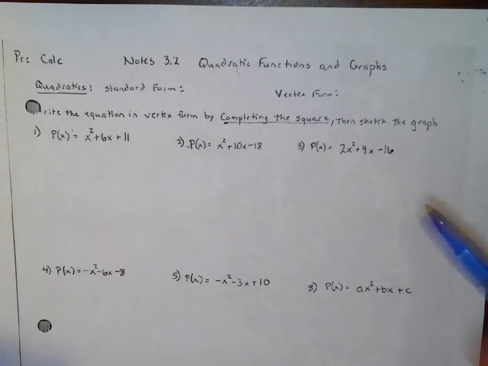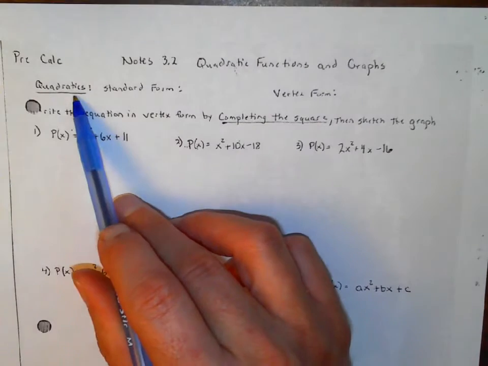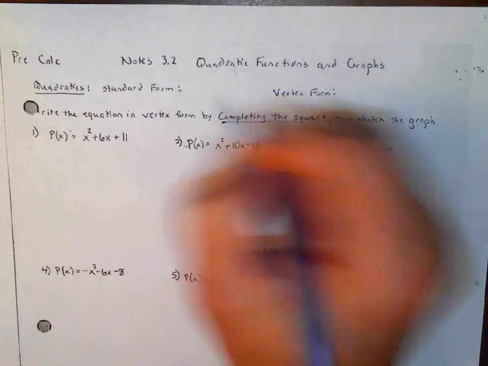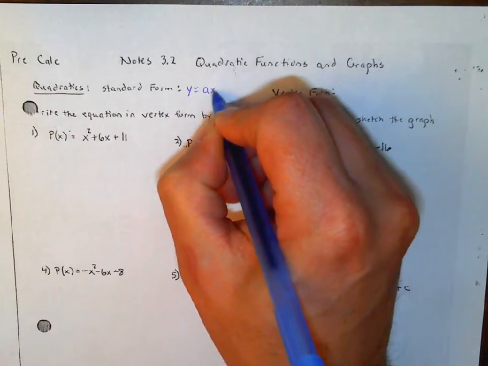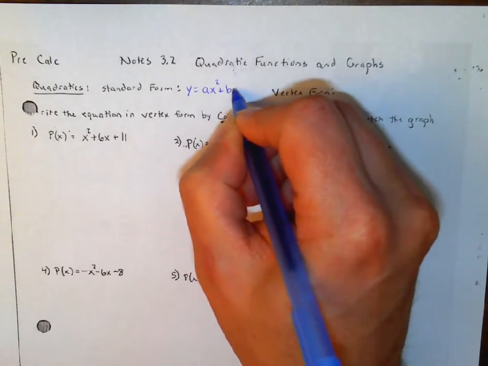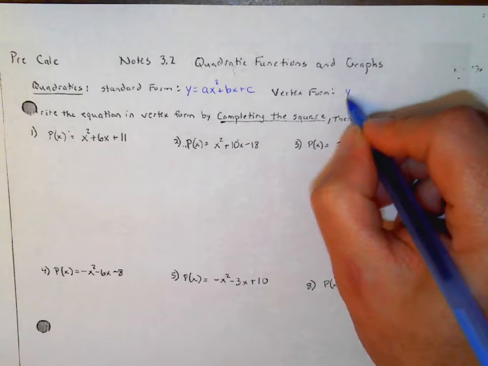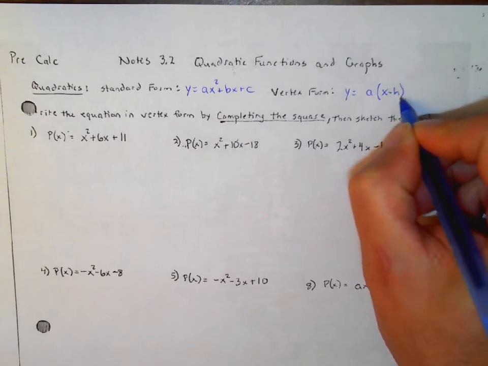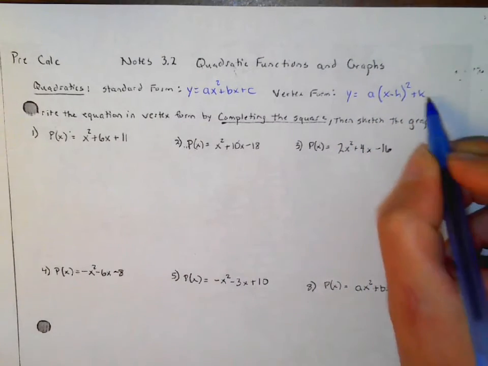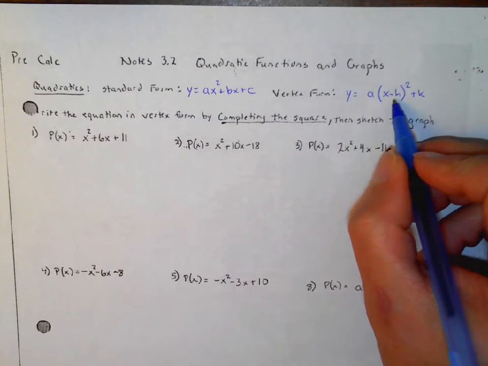These are notes 3.2. We're going to talk about quadratics and graphing them. Okay, so we're going to have two different forms. Standard form would be y is equal to some number x squared plus some number x plus some number. And vertex form, we've graphed that already this year: x minus h squared plus k. I'm noticing this is where it gets shifted up and down, and this gets shifted right and left.